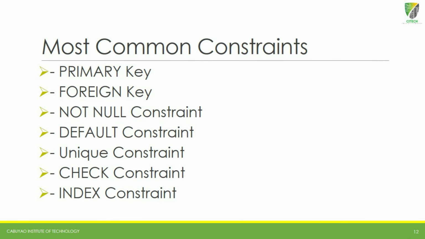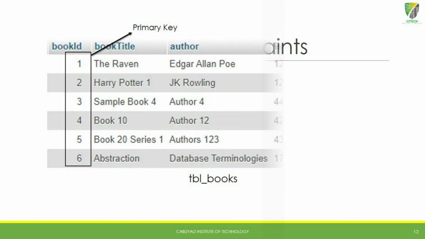Most commonly used constraints in SQL: primary key, foreign key, not null constraint, default constraint, unique constraint, check constraint, and index constraint. Primary key uniquely identifies each row or record in a database table. Foreign key uniquely identifies a row or record in any other database table. Not null constraint ensures that a column cannot have a null value. Default constraint provides a default value for a column when none is specified.